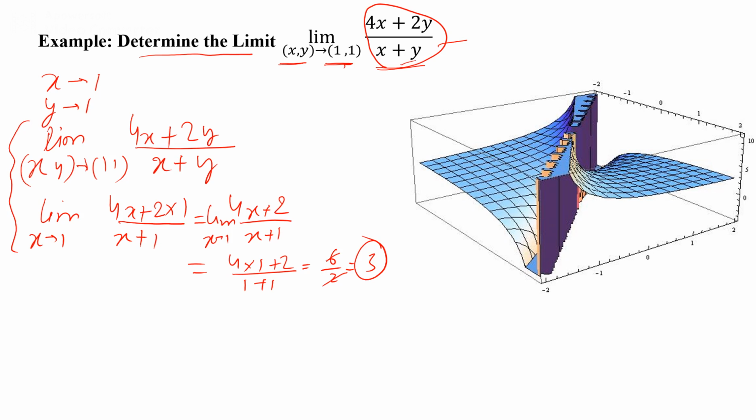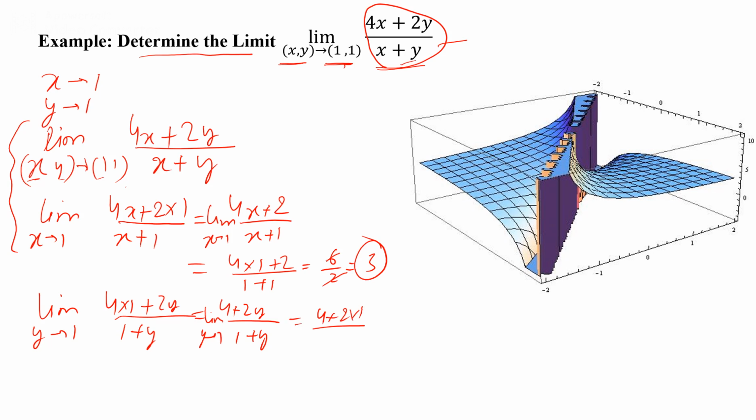In a similar way, first we apply the limit x tends to 1, then y. In that manner we get, as y tends to 1, 4 into 1 plus 2y upon 1 plus y, so we write (4 plus 2y) upon (1 plus y), and limit y tends to 1, so we get (4 plus 2 into 1) upon (1 plus 1), that is again 6 by 2, we get 3.